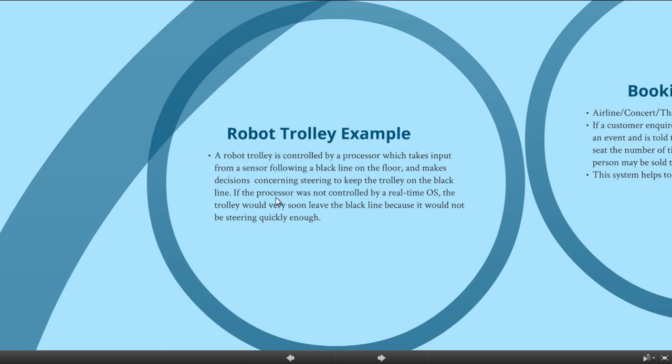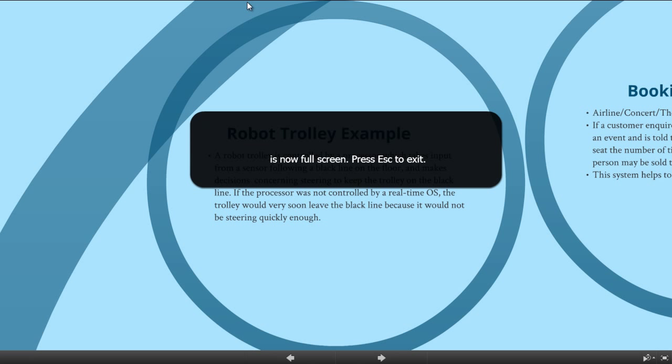This is an exam question that comes up. In a robot trolley, what type of system would you use and why? Well, we'd use a real-time system because we have to have the robot make a decision quickly as to whether it is going off track, off the line. If this was the robot, it would then need to readjust itself every time it left the line.